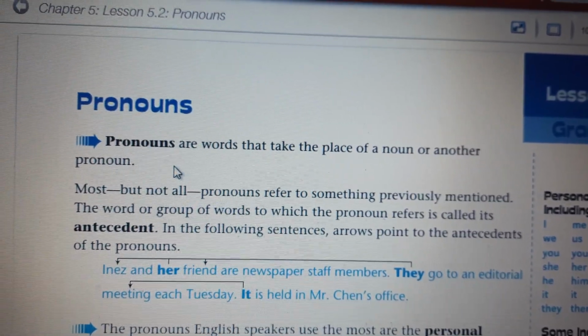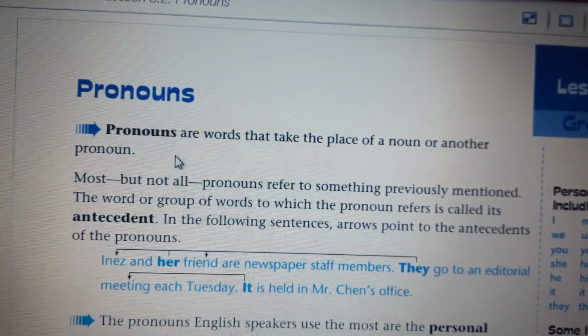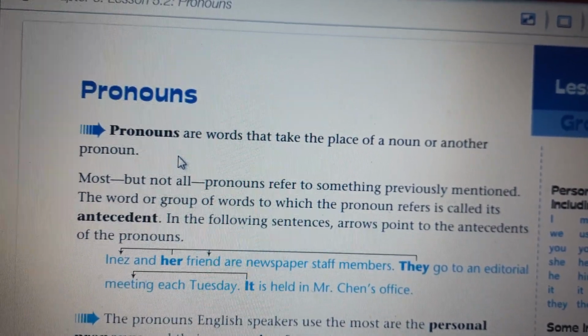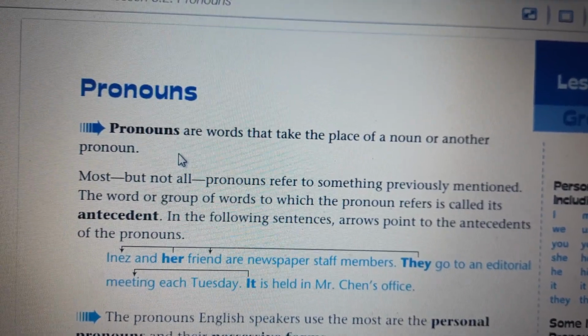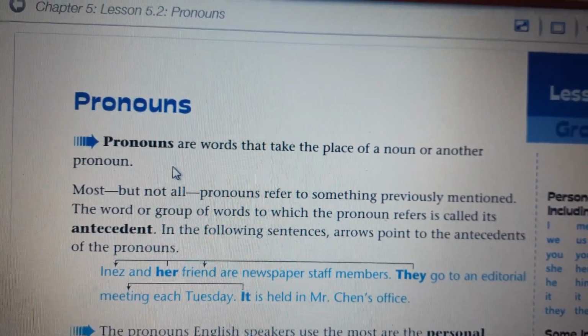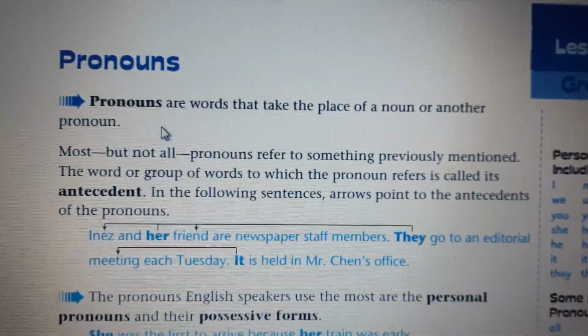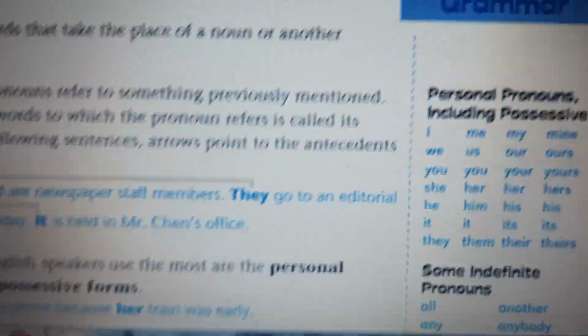Okay, so here, most but not all pronouns refer to something previously mentioned. The word or group of words to which the pronoun refers is called its antecedent. And the following sentence I'm going to show you here. But first, let me show you different kinds of pronouns.